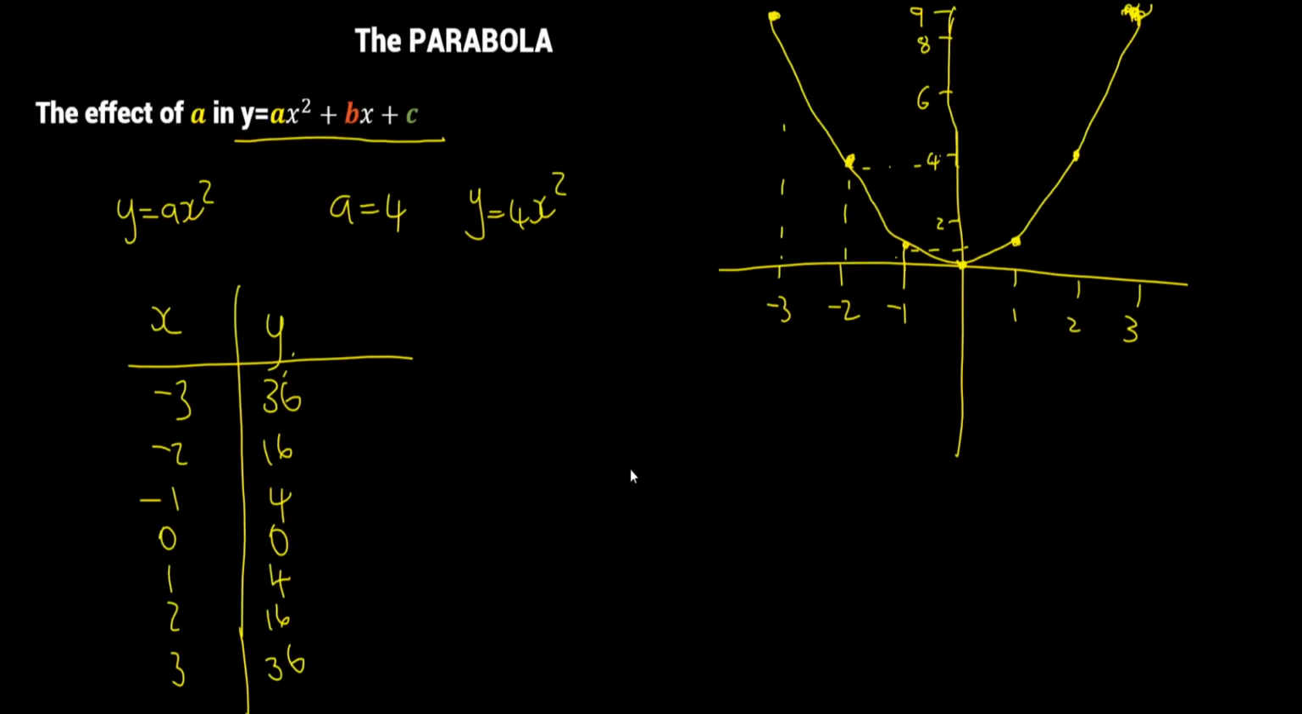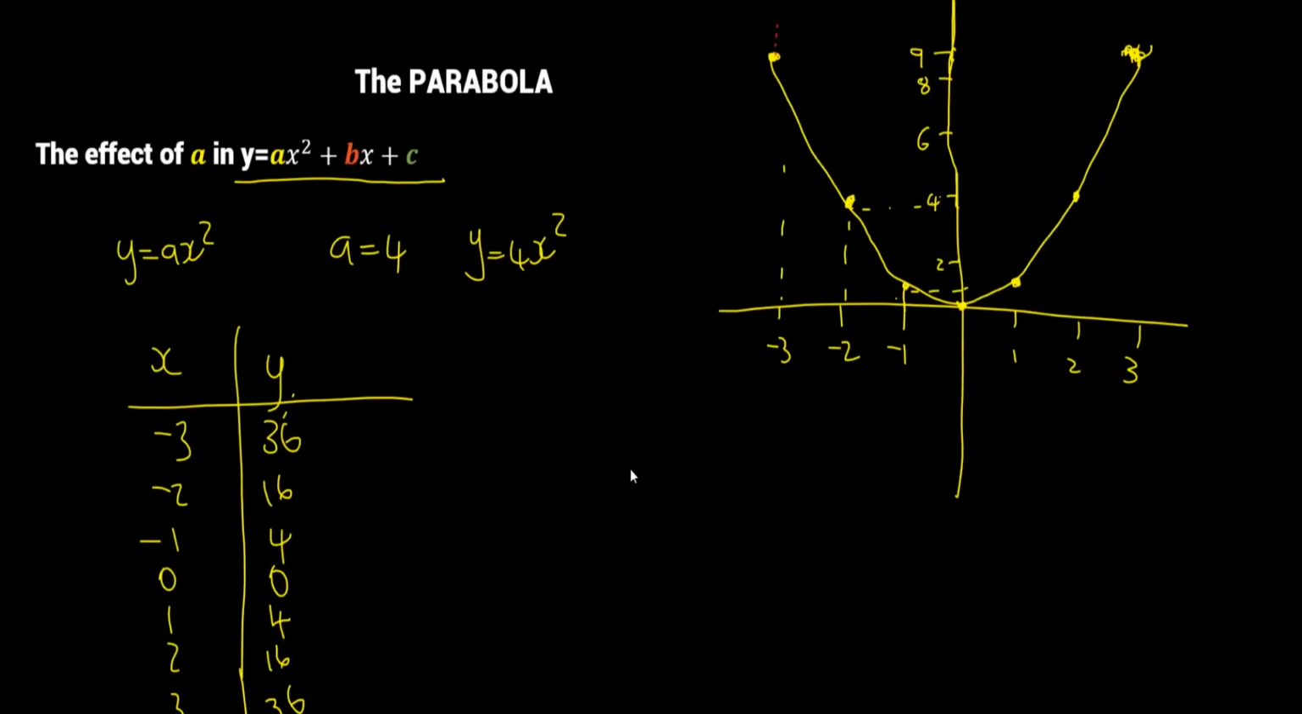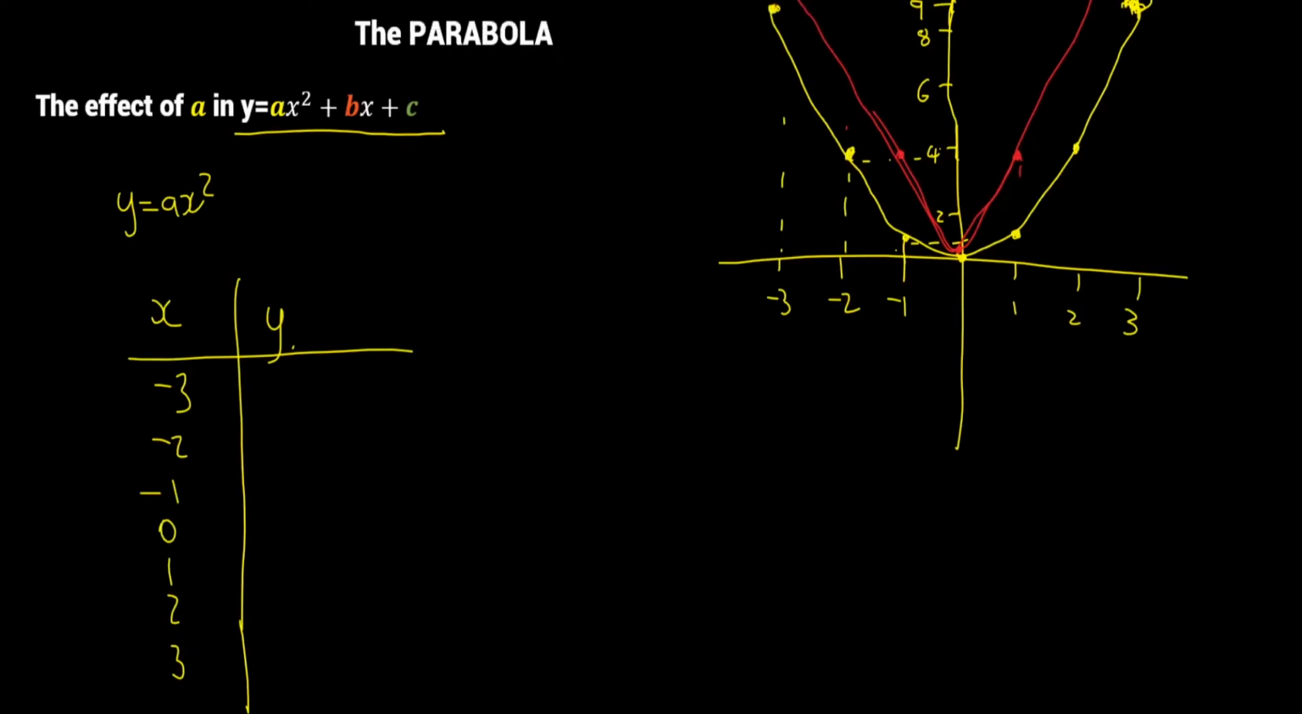I want us to draw this on the same set of x's so that we can see what is going on. So let's draw y equals 4x squared. My drawing is terrible, but it's something like that. That's the shape. So that is 4x squared. So we increased the value of a.